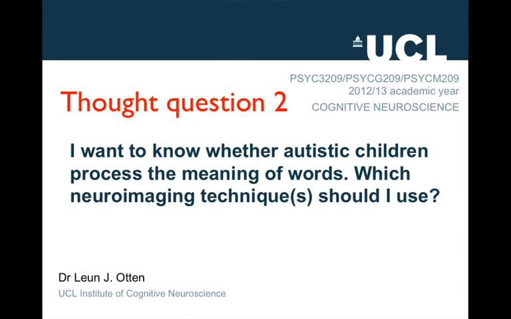Now, finally, you do not need neuroimaging to address this question. Neuroimaging is not the answer to all the questions. You could design a fairly simple psychological task that taps into the processing of meaning. So, for example, you could compare words and non-words or different kinds of words, and see whether autistic children behave differently to these different types of letter strings. On the basis of the outcome, you could make an argument about whether or not they process the meaning of words.